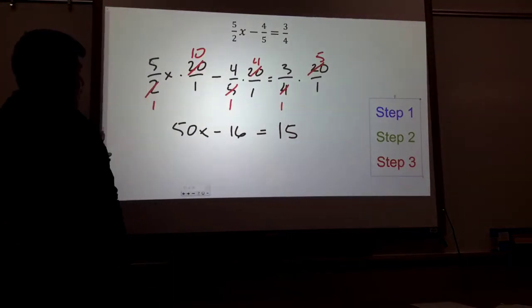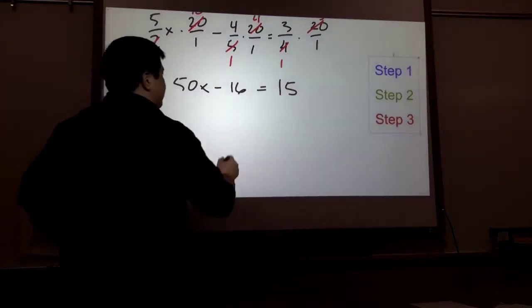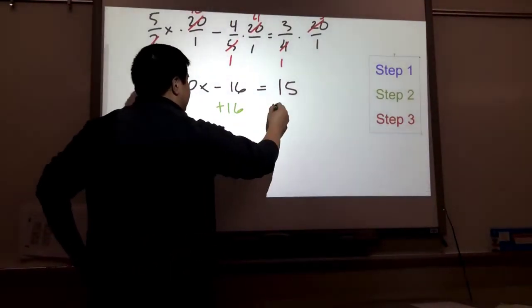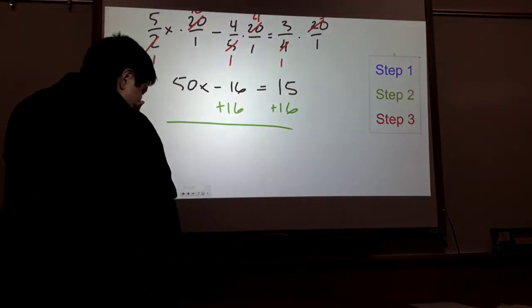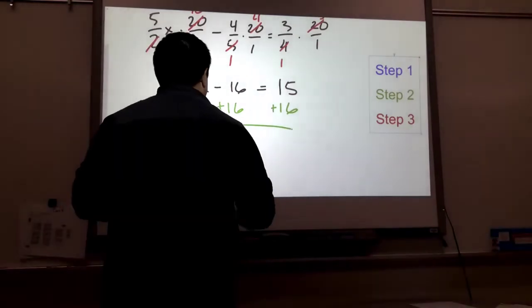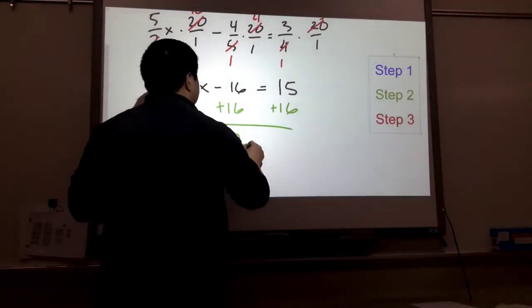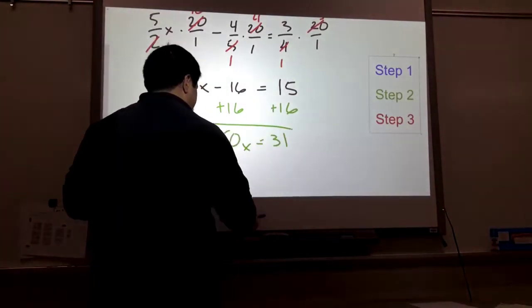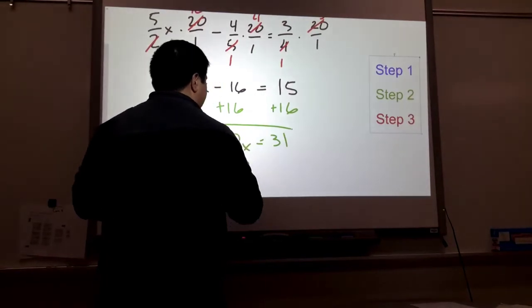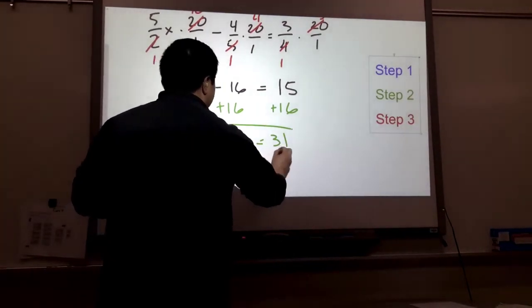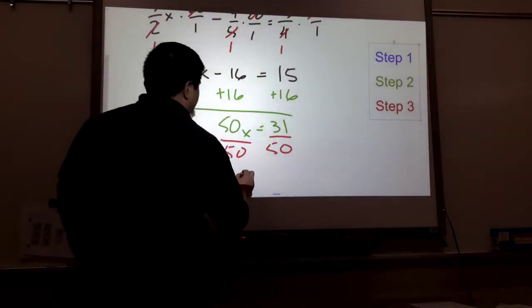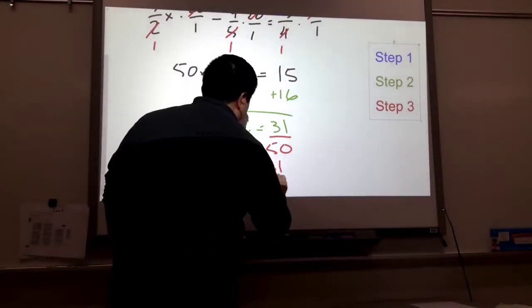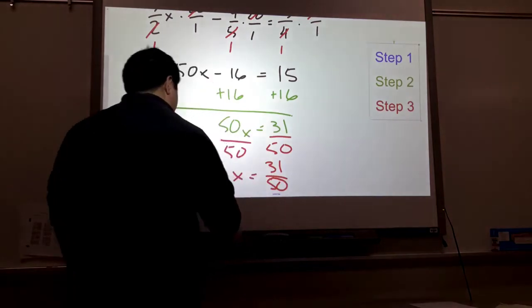We don't need to do anything with step 1, so we're just going to add 16 to both sides. When we add 16 to both sides, we get 50x equals 31. We're done with step 2, on to step 3. Isolate x, divide by 50. Divide by 50. x equals 31 over 50. So let's check it.